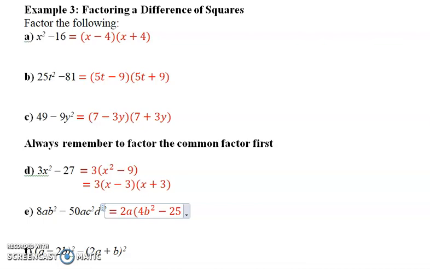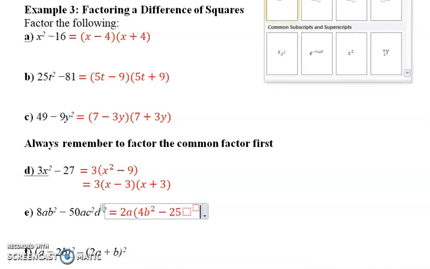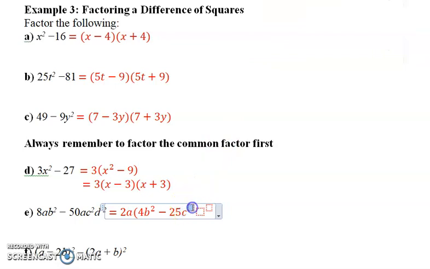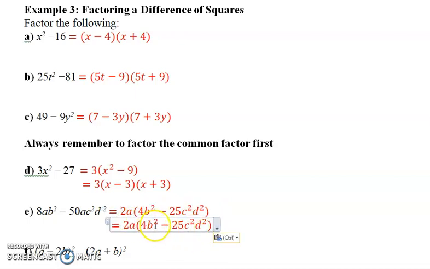minus 25c squared d squared, because we didn't take any variables out because there was no common, just the a in both. So it looked like we had a mess at first, but then you look at this, and I'm going to do this one in a few extra steps here.